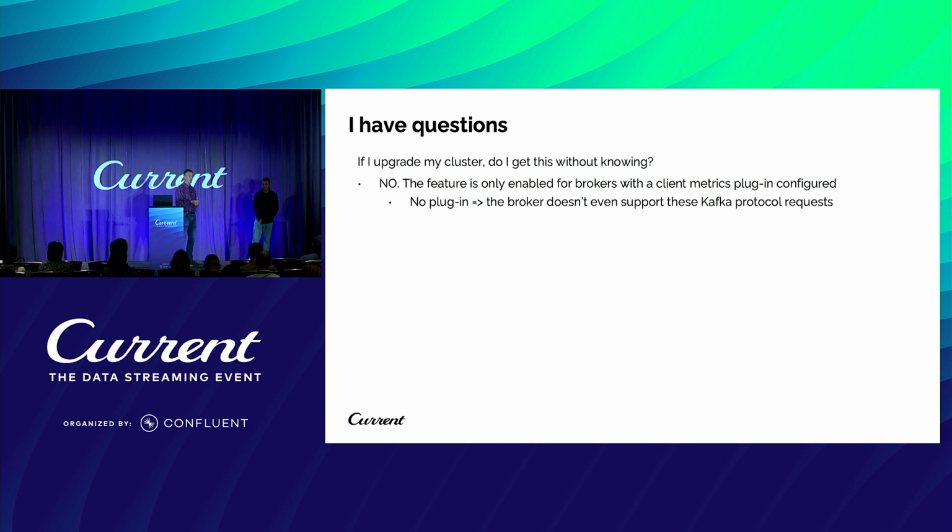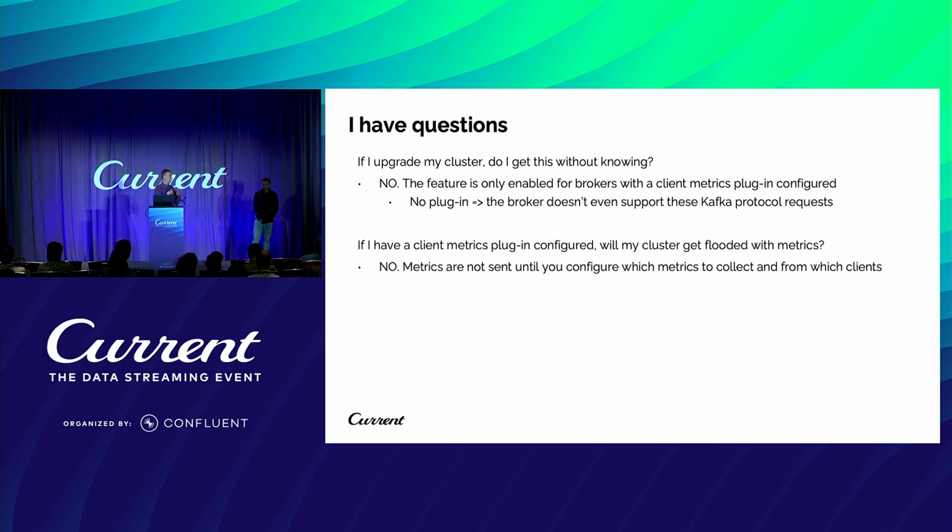In fact, the broker will deny it even knows how to do this, right? When you do the initial exchange of information, one of the things is called an API versions flow. It basically says, which packets do you understand? The client asks the broker, and it will deny it knows how to do push telemetry if it doesn't have a plugin installed. So no plugin, no dice. It just doesn't work. So if you configure a client metrics plugin, will the cluster then get flooded with metrics? Well, again, no, because if you haven't defined any subscriptions, then it basically says, don't send me anything at all, right? So you don't find that it suddenly changes behavior when you turn it on.